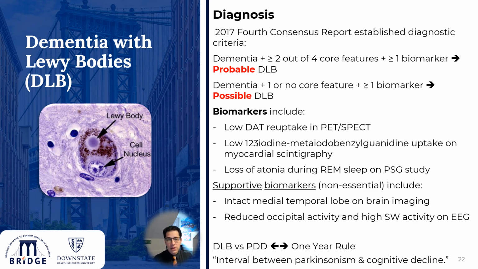For some clinicians, to differentiate between Parkinson's disease dementia and dementia with Lewy body due to the similarities between them, they use the 1-year rule. So if the cognitive decline started within 1 year of the Parkinsonian features, then it's probably dementia with Lewy body. If the cognitive decline started more than 1 year after the Parkinsonism manifested, then it's probably Parkinson's disease dementia.